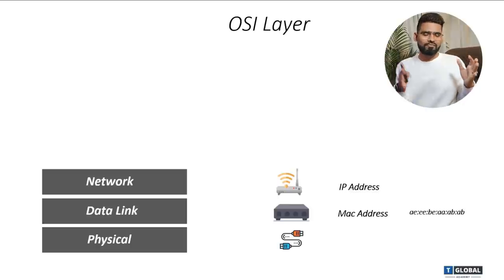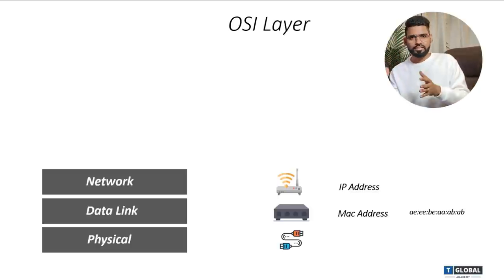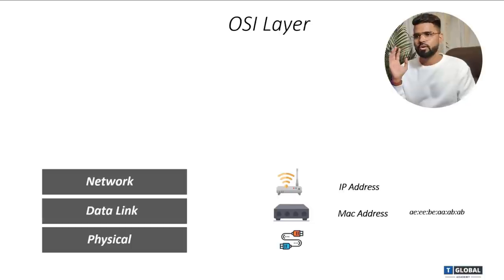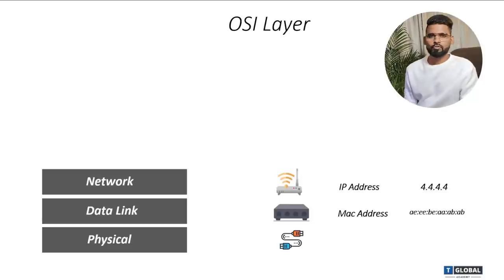If the device is not configured with an IP address, it can't do anything. The router cannot do anything, right? So in order for the router to perform any sort of forwarding, the computer needs to have an IP address. And this IP address is usually a 32-bit address. Of course, there's 4.4.4.4, which is Google's IP address, but any system can have any IP address.